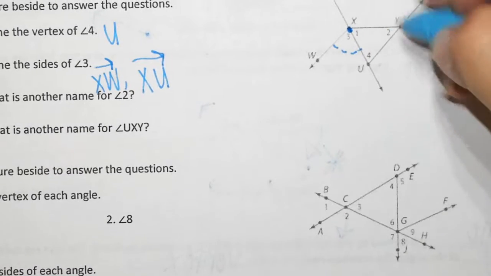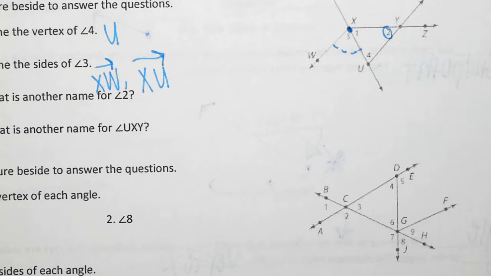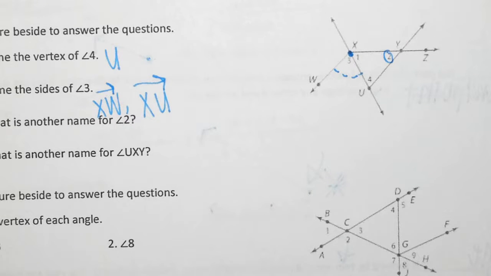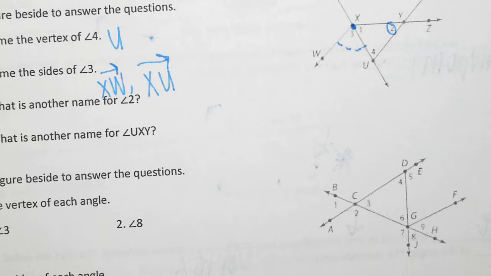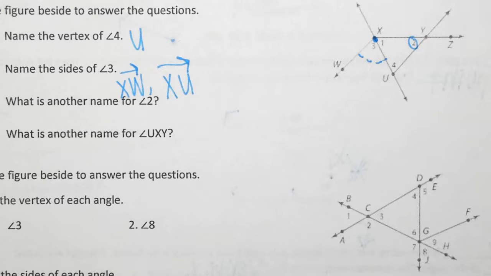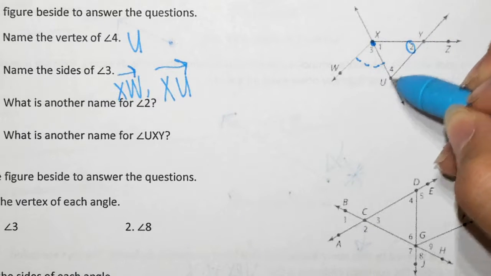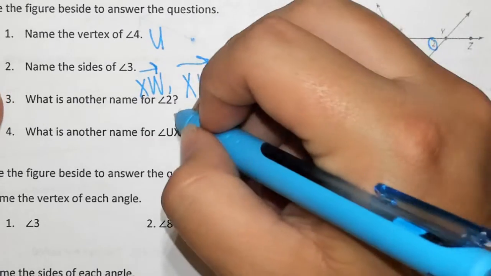Okay, next, we have angle 2. Circle angle 2. I want you to name that in a different way. You can't use 2, and you can't use just the vertex. Anybody have a clue? Yeah. U, Y, X. You have to go to the middle. U to Y to X.